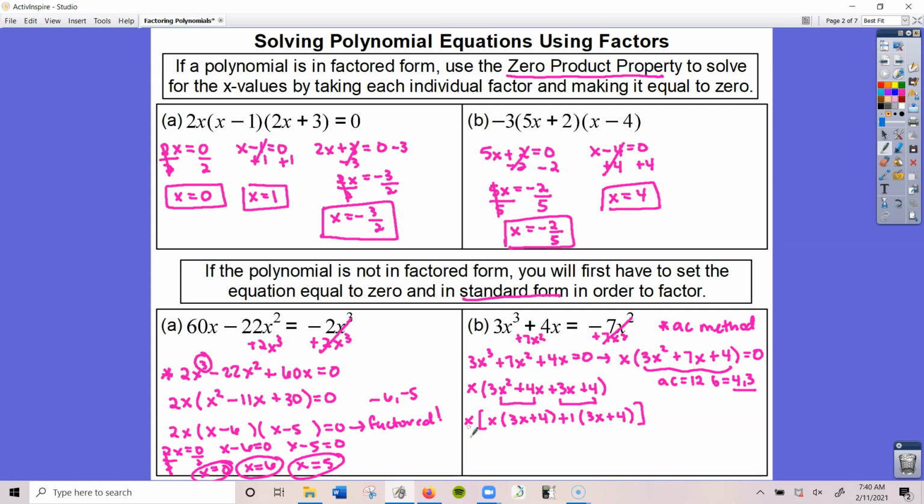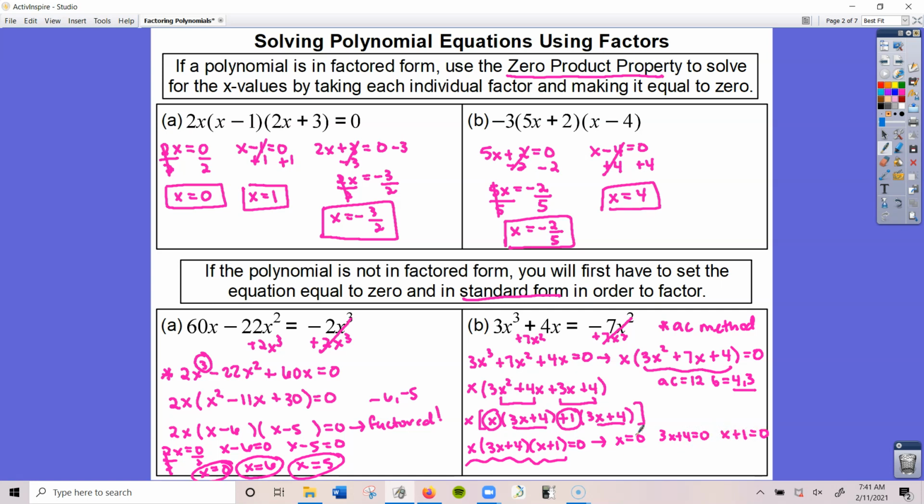So now our factors, we have this x on the outside. We have the 3x plus 4. Remember that the one that is the same inside the parentheses, that's one of your factors. And then what's left over is your other factor, so x plus 1. Now we have to set each individual factor equal to 0. So this is factored form. So we're going to make x equal to 0, 3x plus 4 equal to 0, and x plus 1 equal to 0.